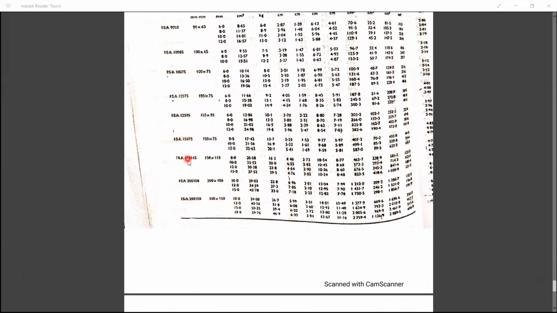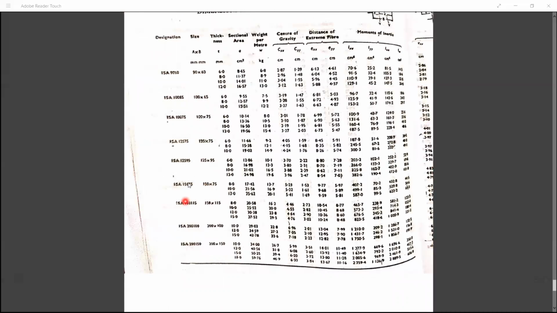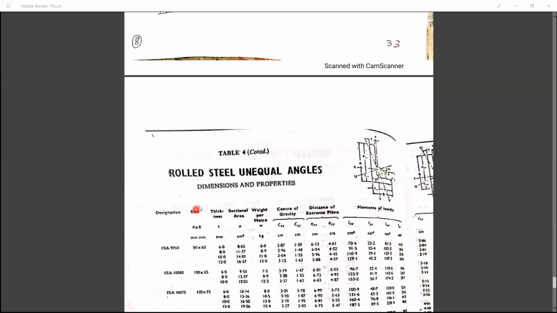So what do we need to take? We need to take the angles with respect to the connecting leg and outstanding leg. So that is why 150 into 150. This part you need to remember. Once again, I will repeat it. For connecting leg and outstanding leg, you need to determine this 150 into 115, because both conditions have to be satisfied, that is, connecting leg as well as outstanding leg.